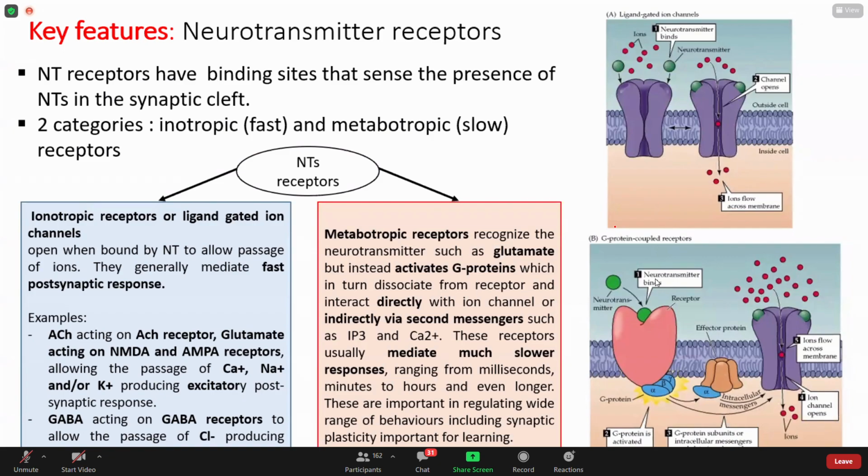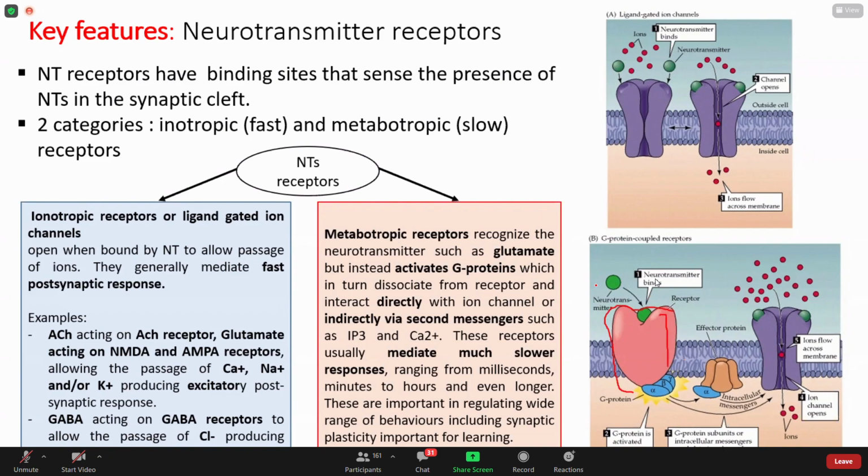Now with the metabotropic receptor, it's different. Glutamate, for example, binding to the metabotropic glutamate receptor would activate a G protein. So it's a G protein coupled receptor. And this G protein can either directly interact with an ion channel, as you can see here. So here we have a metabotropic receptor.